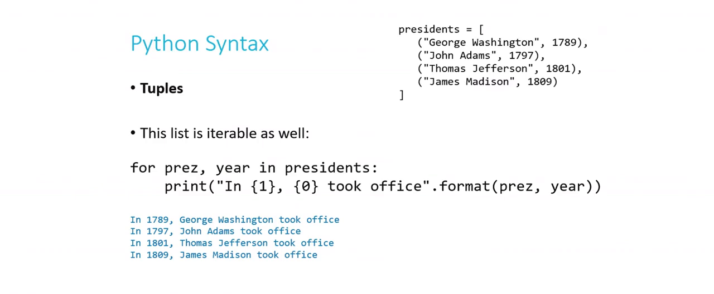But you can probably guess what this is going to do. It'll print out the following. In 1789, George Washington took office. In 1797, John Adams took office, and so on. It's going to iterate through the list and print out each tuple, plugging in its values. And because I have the 1 and 0 there, as opposed to just leaving them blank, it swaps the order of them. OK?